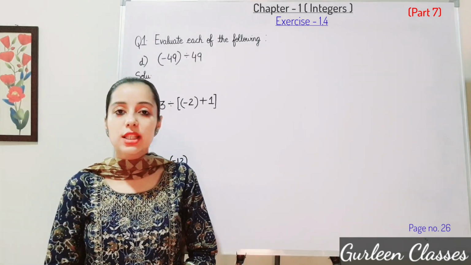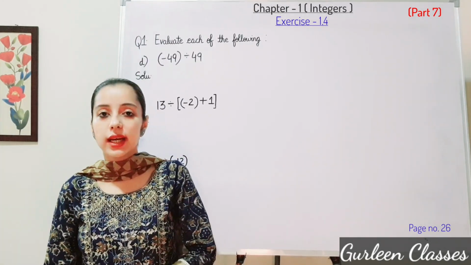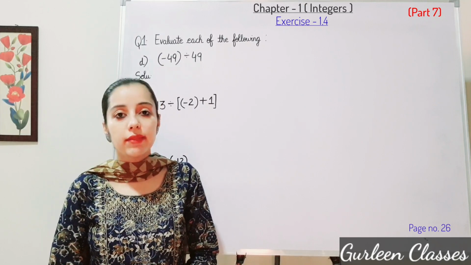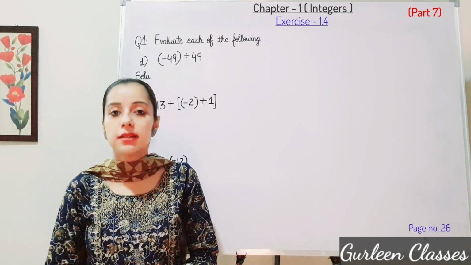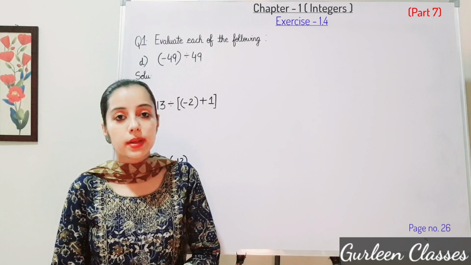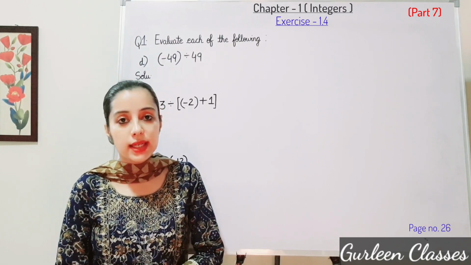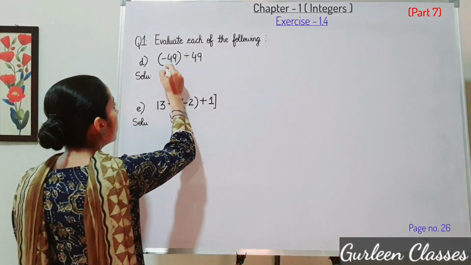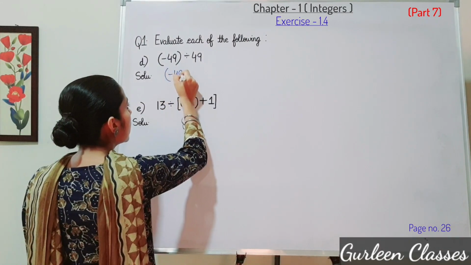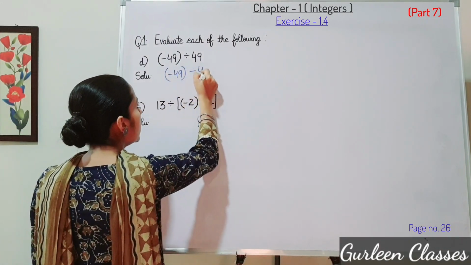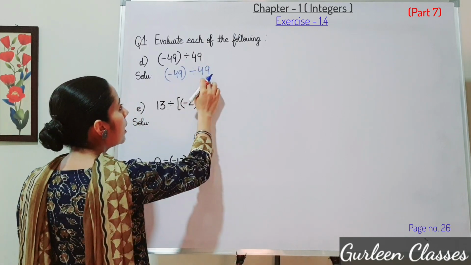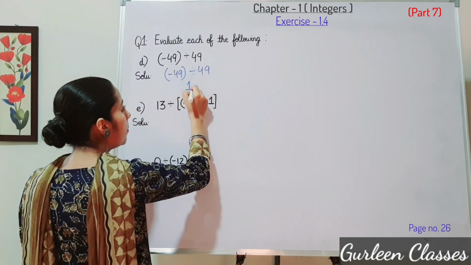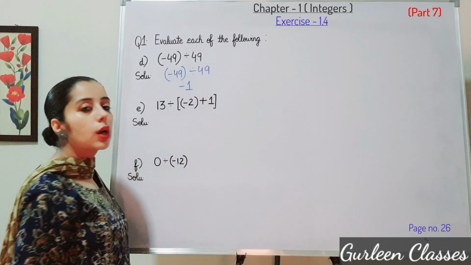(d) Minus 49 divided by 49. If we divide a negative integer by a positive integer, we divide them as whole numbers. At last we put a minus sign before the answer. So let us divide minus 49 divided by 49. So 49 divided by 49 will be 1. And put a minus sign before the answer.